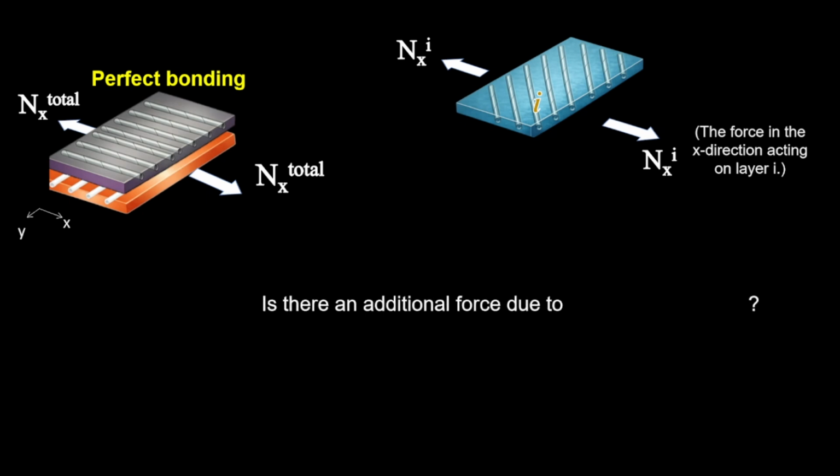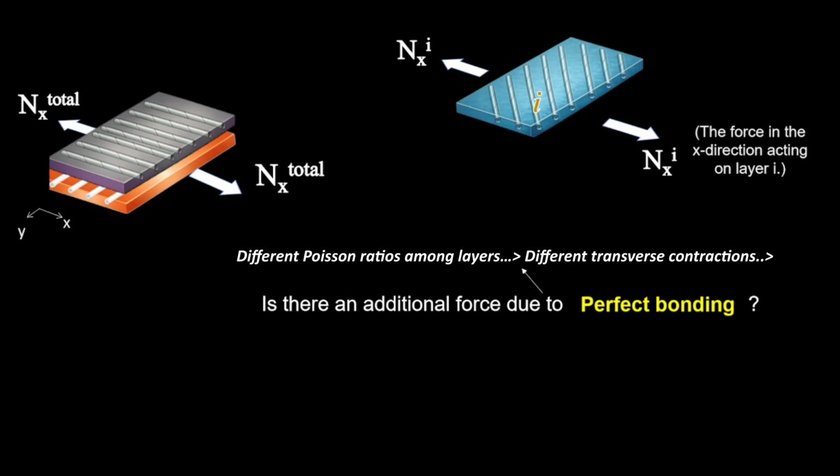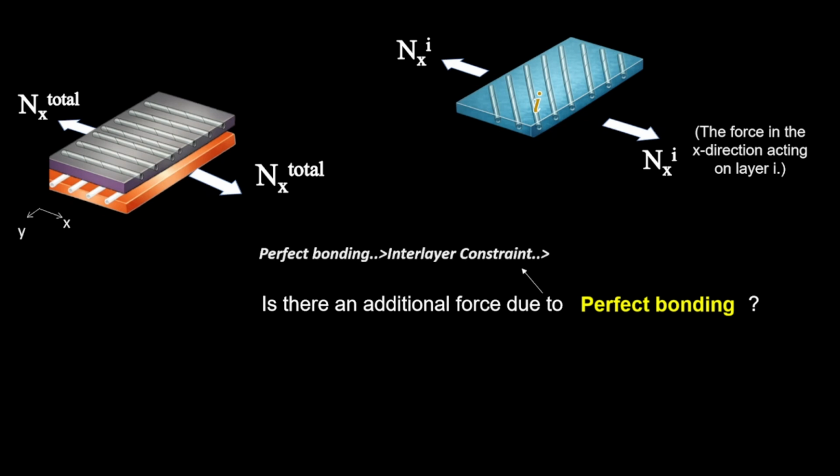The critical question is this: is there an additional force due to perfect bonding? Yes, there is. Here's why. Layers have different elastic properties. Since their Poisson ratios are also different, they tend to contract by different amounts in the y direction. However, due to perfect bonding, the layers restrain each other's deformation and prevent free transverse contraction.